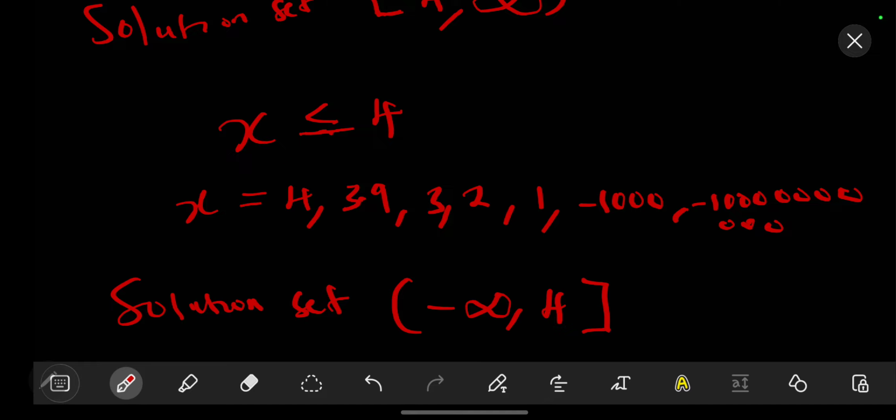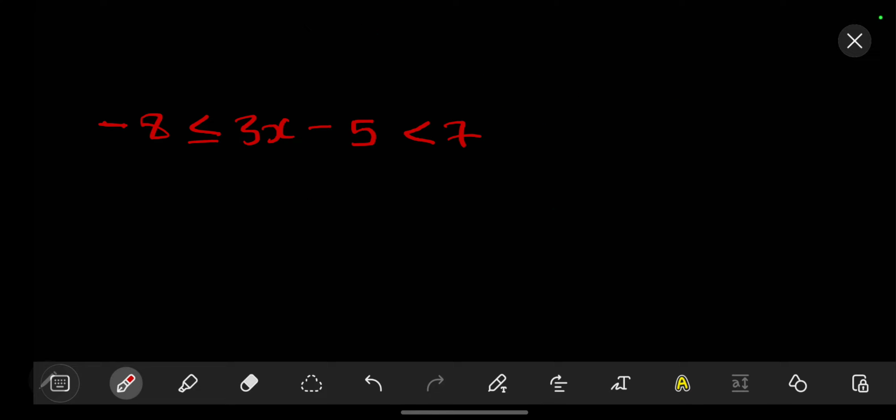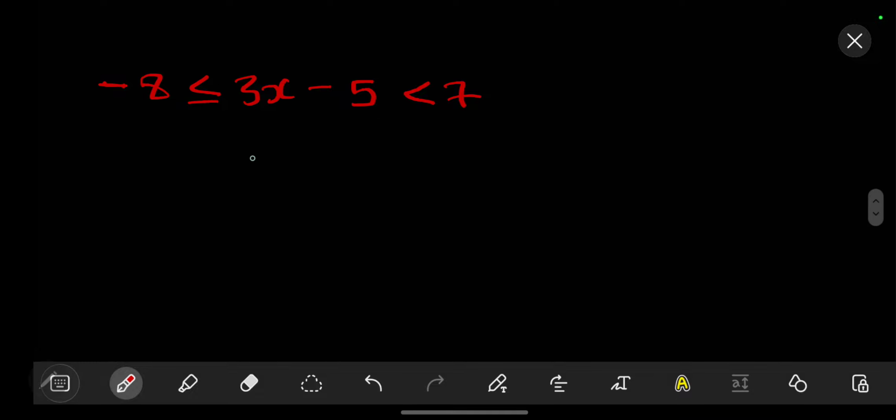Let's look at our last problem. Let's say we have this problem. This problem can be answered in two ways. Either to consider this as a whole, where we can say that we have negative x less than or equal to 3x minus 5. Then we have 7 like that.